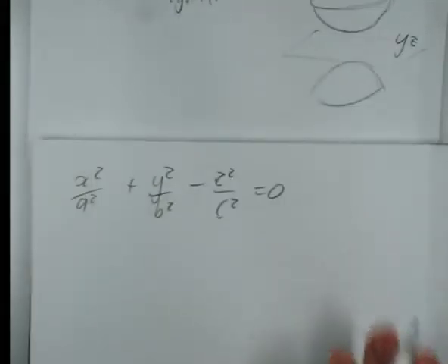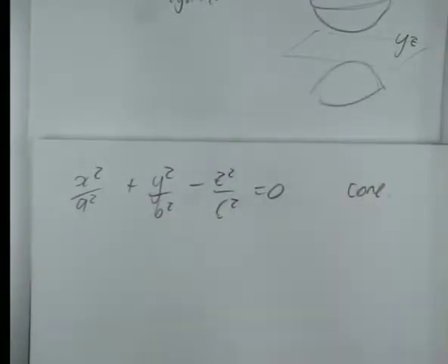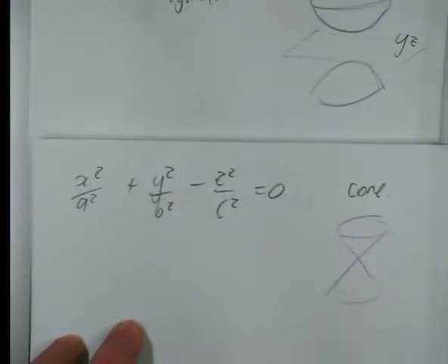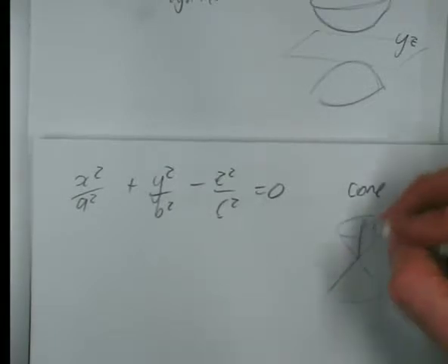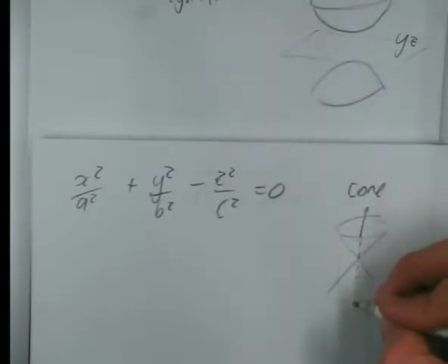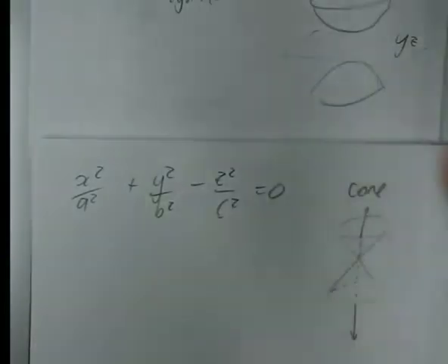that's a cone, but it's 2 cones really, but it's what they call a double cone. And it goes on forever. And this axis here is the axis where the negative is. And it does go on forever up and down.